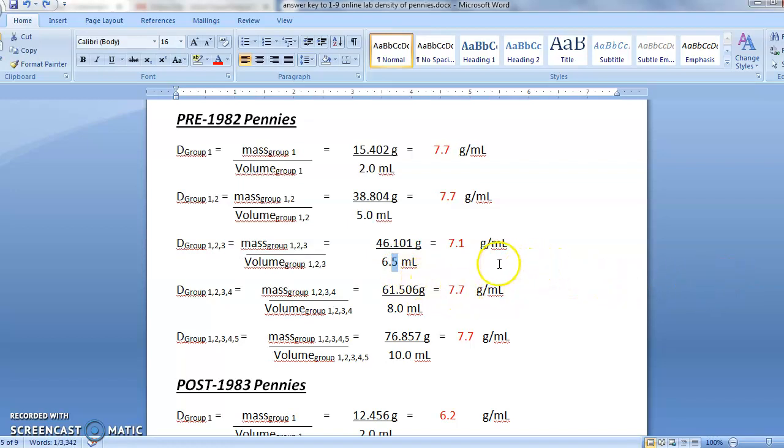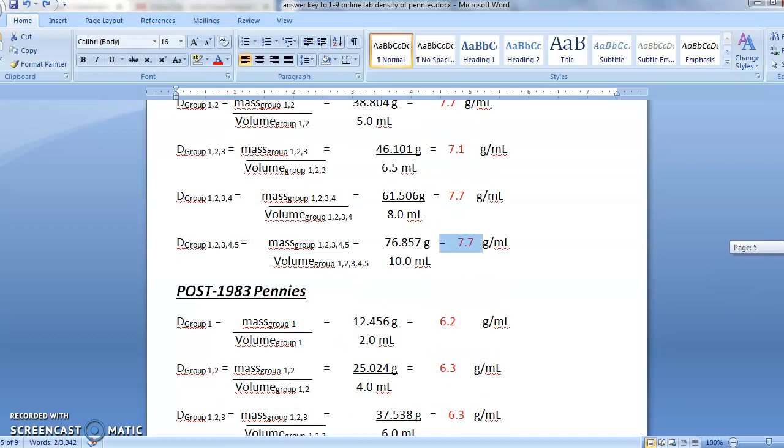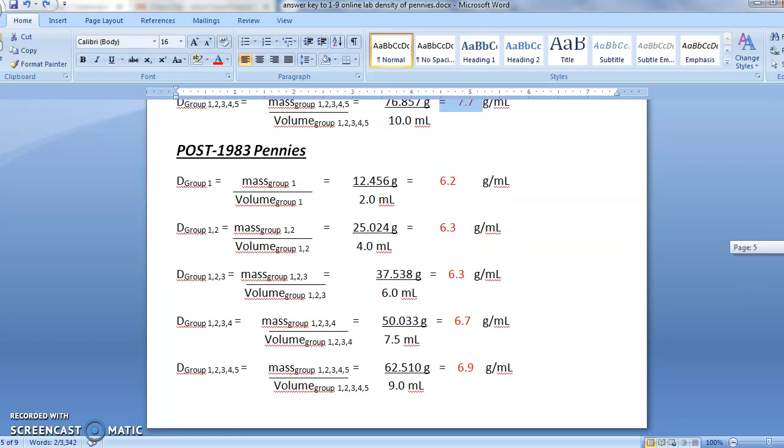We continue on. I'm not going to refer to every time we look at the calculations. But in the seconds, we would get 7.7 here, and we get 7.7 here as well. And these numbers came from the data table. These numbers right here came from the post-1983 pennies. We'll take a look at how I calculated those numbers in our next help video on this lab. Thank you for watching.